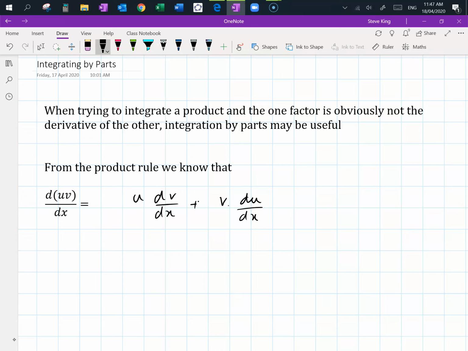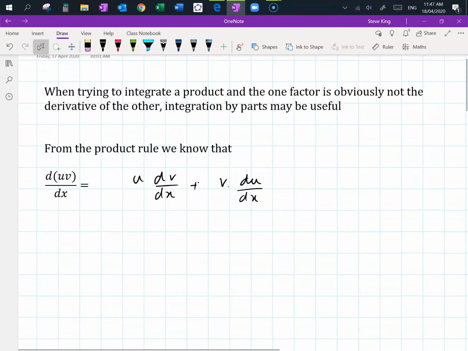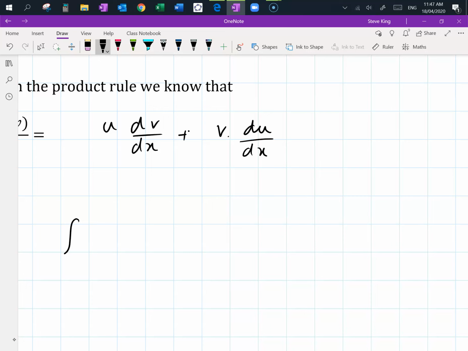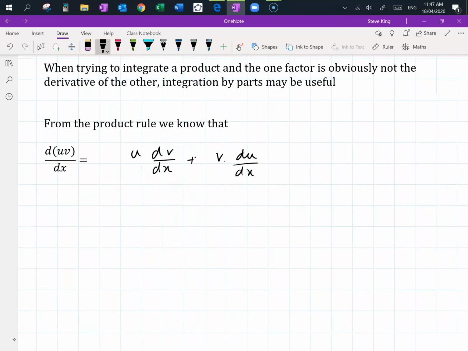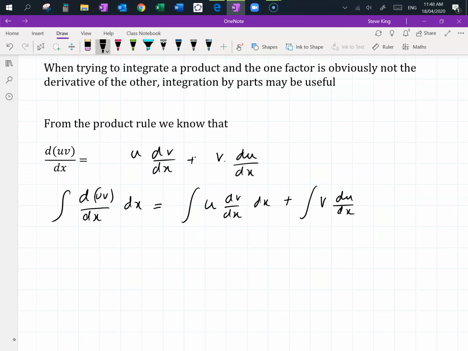Now, I'm going to take the integral of both sides. I'm going to say the integral of the derivative of uv dx is going to equal the integral of u dv dx plus the integral of v du dx. So I've done the same thing to both sides.